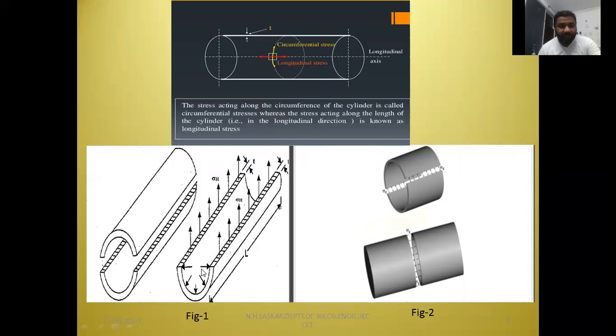Now, how does the thin cylinder burst because of these stresses? See, the cylinder will burst into two parts because of this hoop stress. That is, it will burst along the length. And see in this figure here, because of the longitudinal stress, the cylinder will be divided into two parts, or it will burst because of the longitudinal stress. So from the diagram, it is clear what is longitudinal stress and what is hoop stress.